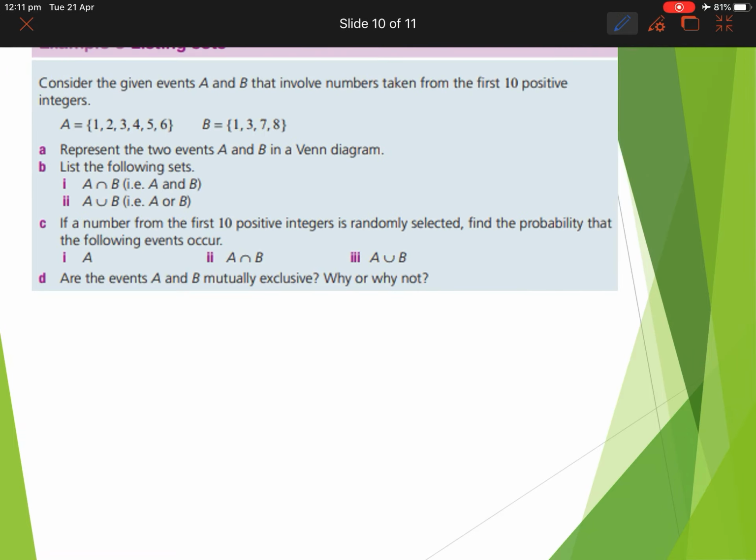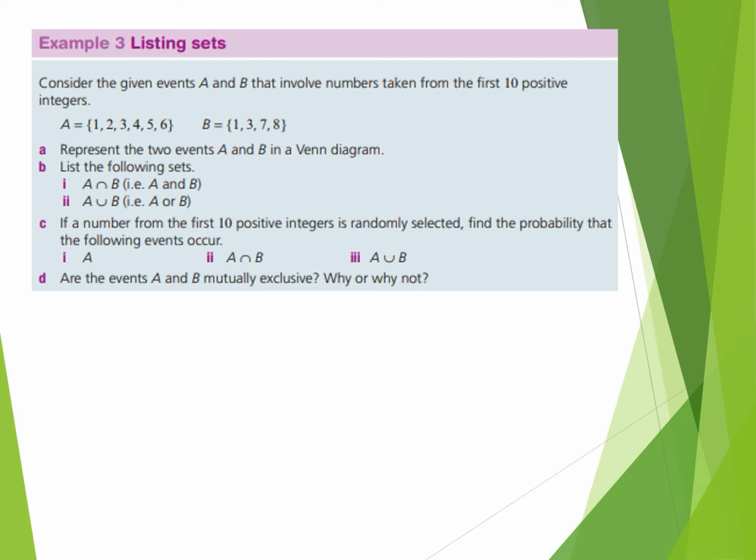Right, so example 3, we're listing sets. Consider the given events A and B that involve numbers taken from the first 10 positive integers. Integers are whole numbers, and this is saying we're looking at the first 10 positive ones, so from 1 to 10. Eight, 9, 10. Okay, so that's what we're looking at.